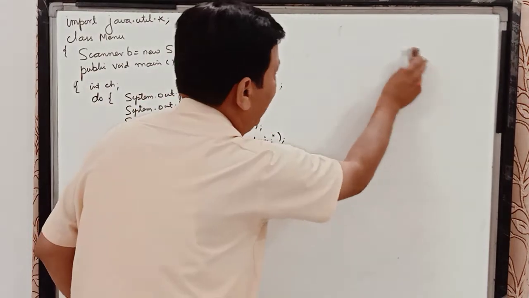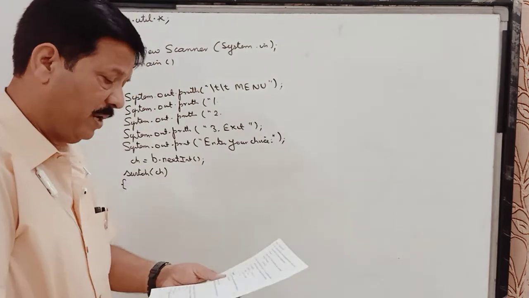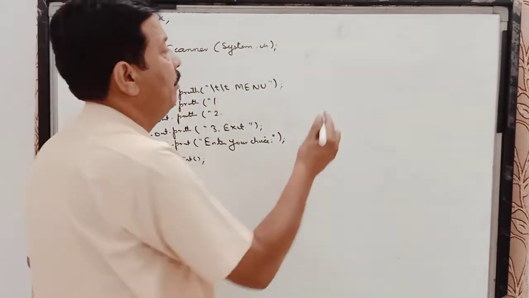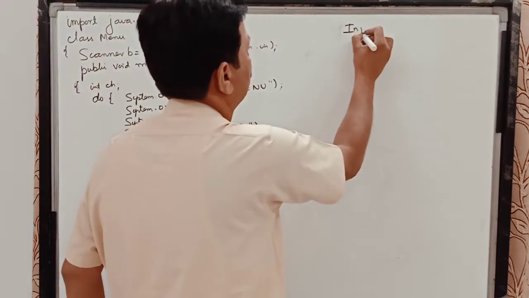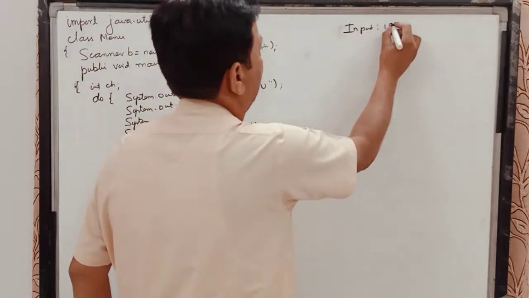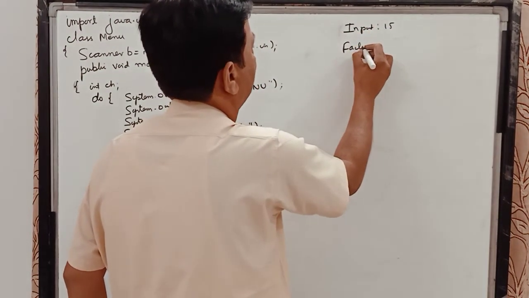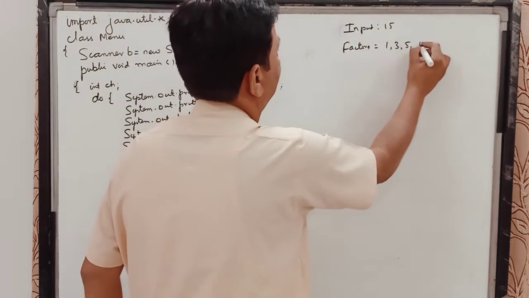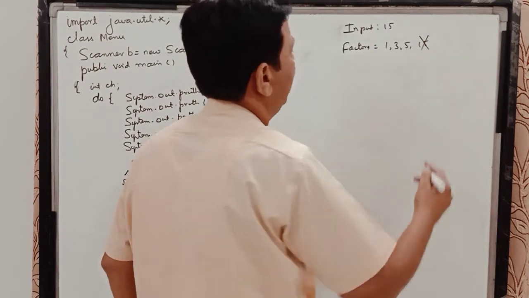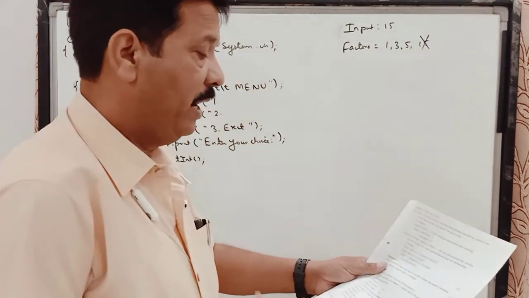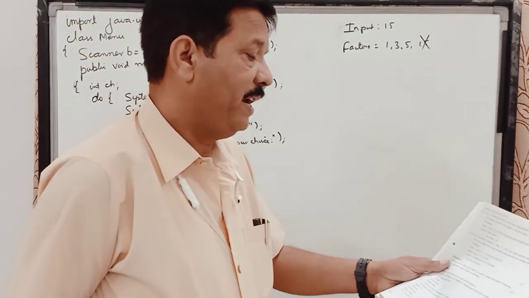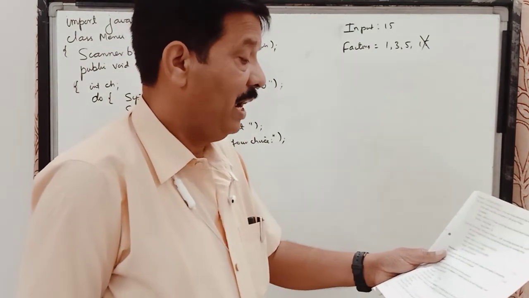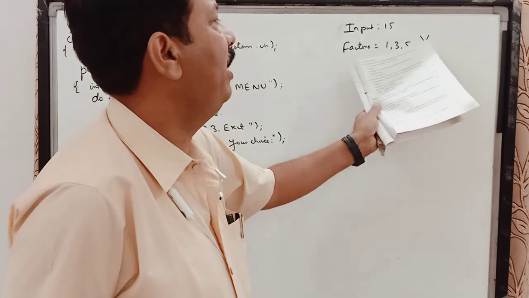So children, the program says like that, and we will just explain that in the first, it is asking us to find all the factors of a number. Say if I input 15, then factors of 15 are 1, 3, 5 and 15. But it is asking us to only print the factors of the number and not the number itself. To find and display all the factors of a number input by the user, including 1 and excluding the number. So we don't have to print 15.